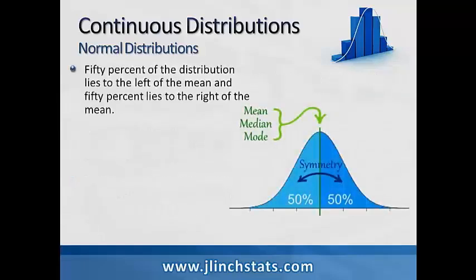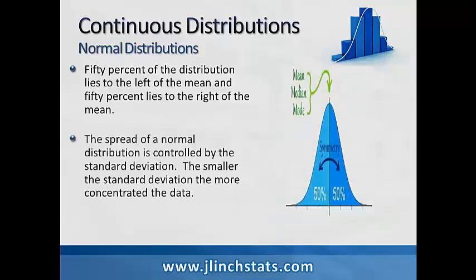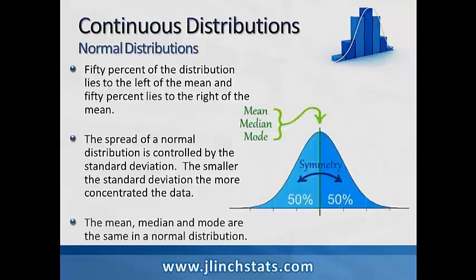Now, 50% of the distribution lies to the left of the mean, and 50% lies to the right in a normal distribution. The spread of a normal distribution is controlled by the standard deviation. The smaller the standard deviation, the more concentrated the data. The larger the standard deviation, the more spread out.